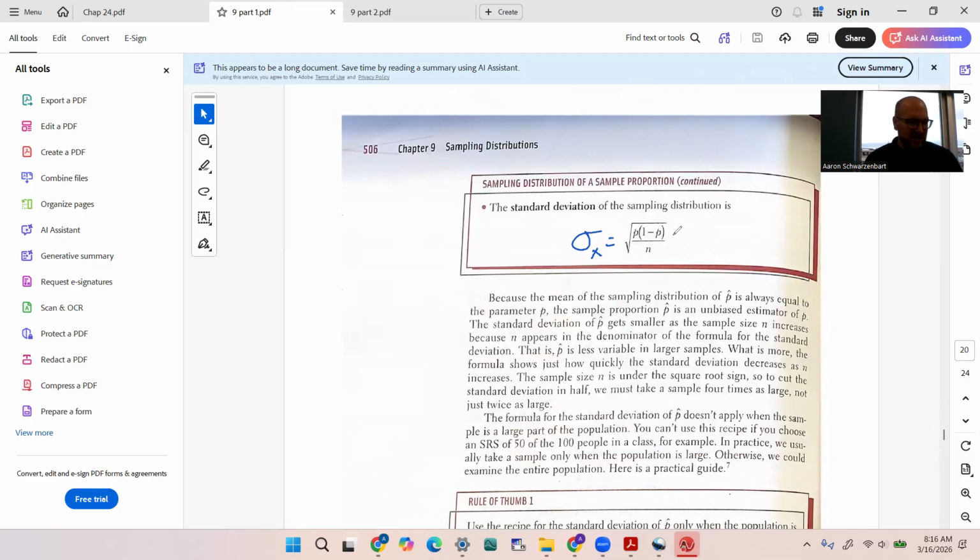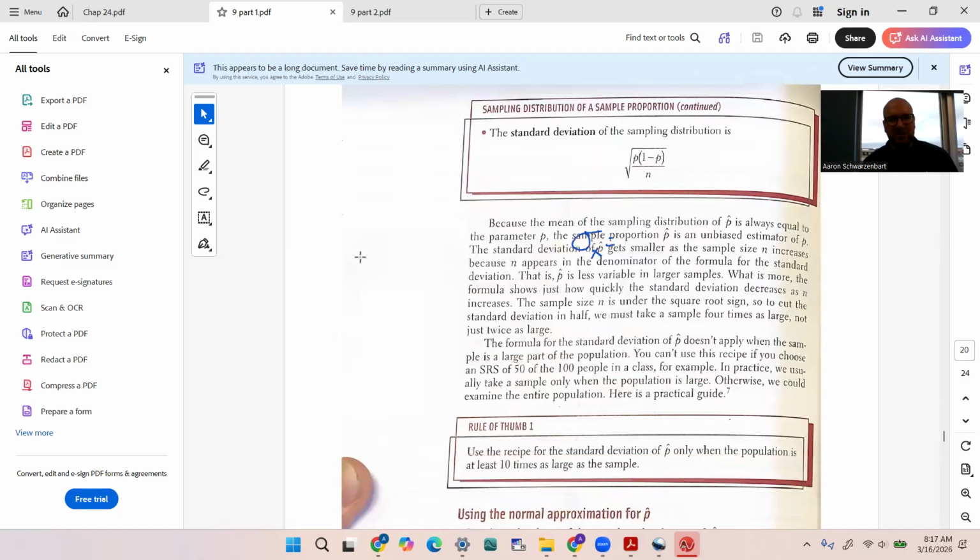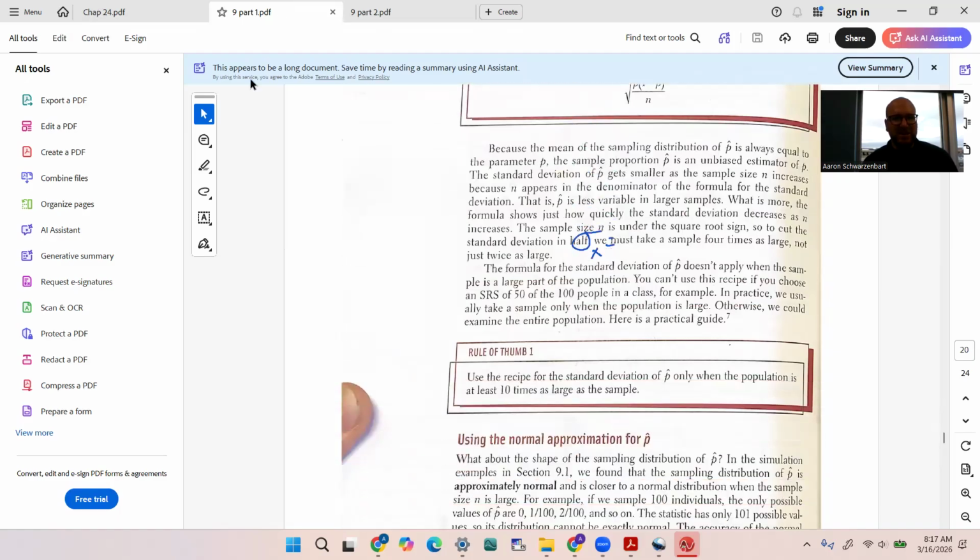Now, in order for this formula to be valid, there are some rules of thumb, they're called, or things that you need to check. In order for that to work, your population must be at least 10 times the size of your sample. This is rule of thumb number one.